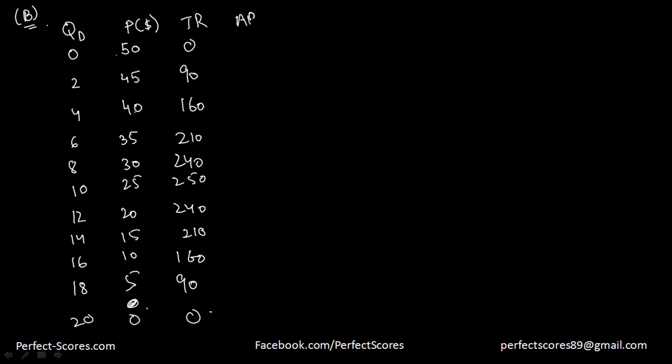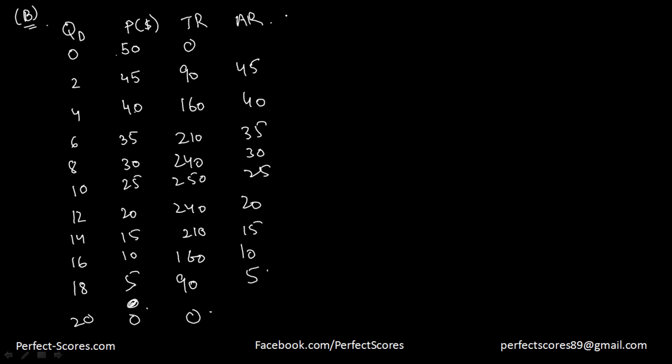Let's calculate the average revenue. The average revenue is the total revenue divided by the quantity demanded, which is going to be equal to the price only. So 45, 40, 35, 30 is going to be equal to the price. This is how it's going to be.